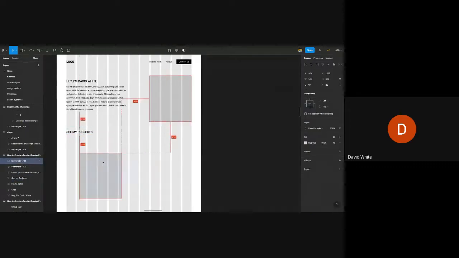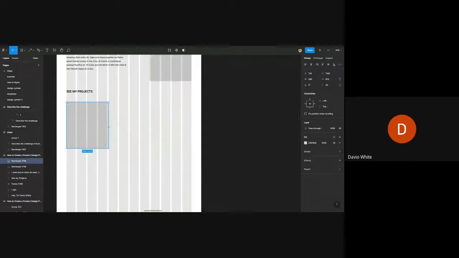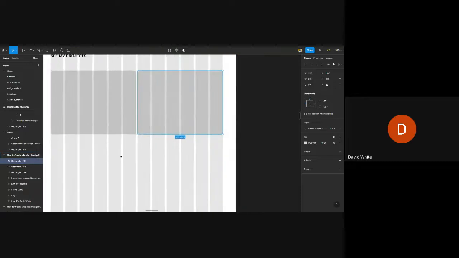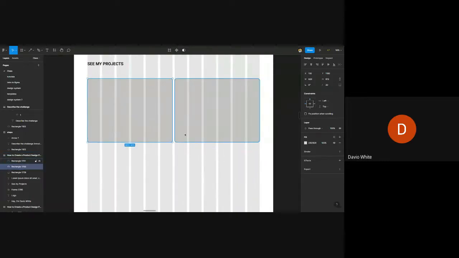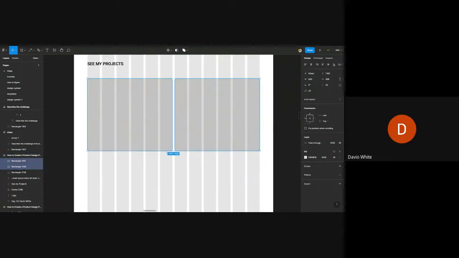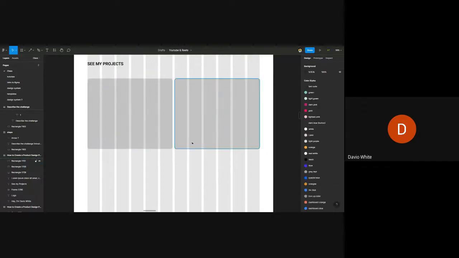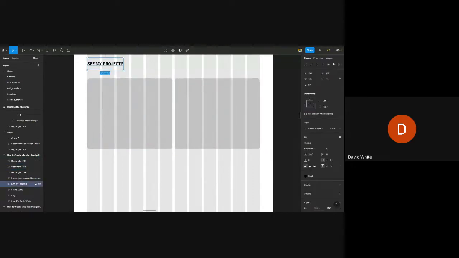All right, so see my project. Going to divide this into 6. So I'm using 6-point grids side by side. So we're going to have something like this. I'm going to have to move this text in. So you know what? Move this over here.